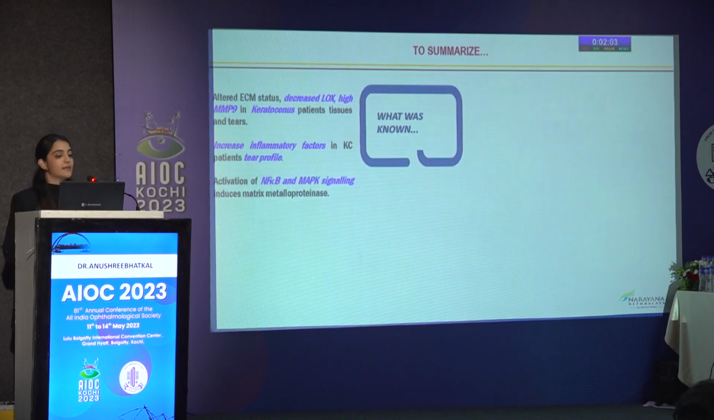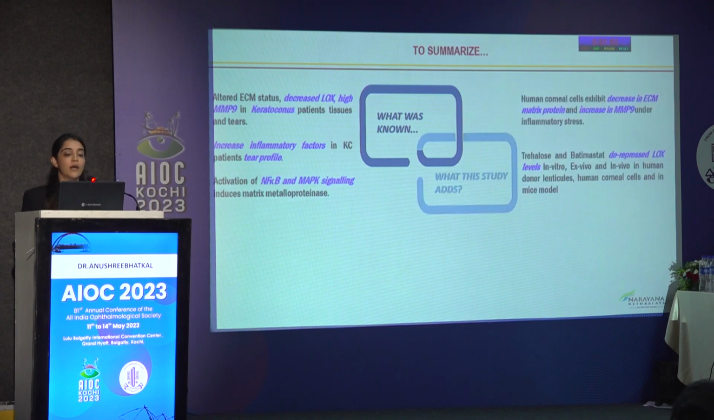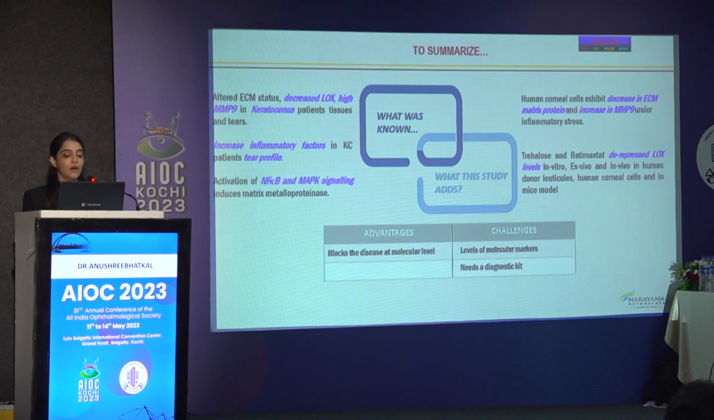So to summarize, what was known is that there is an altered extracellular matrix status, decreased LOX, and high MMP9 in keratoconus patients, and these increased inflammatory factors are also seen in the tear profile. What this study added was that trehalose and batimastat de-repressed the LOX levels in the in vitro models and also in the animal models. However, the step forward will be the human clinical trials and regulatory approvals.